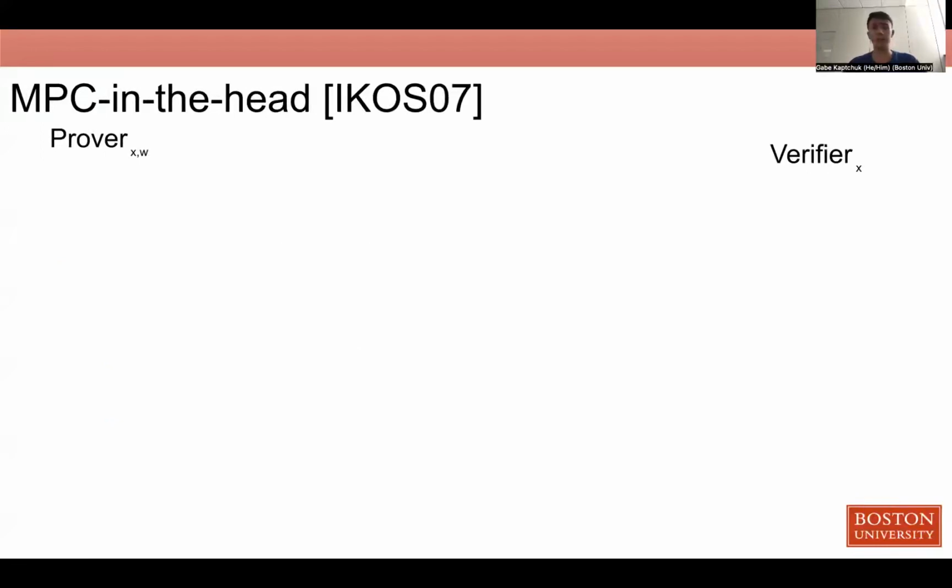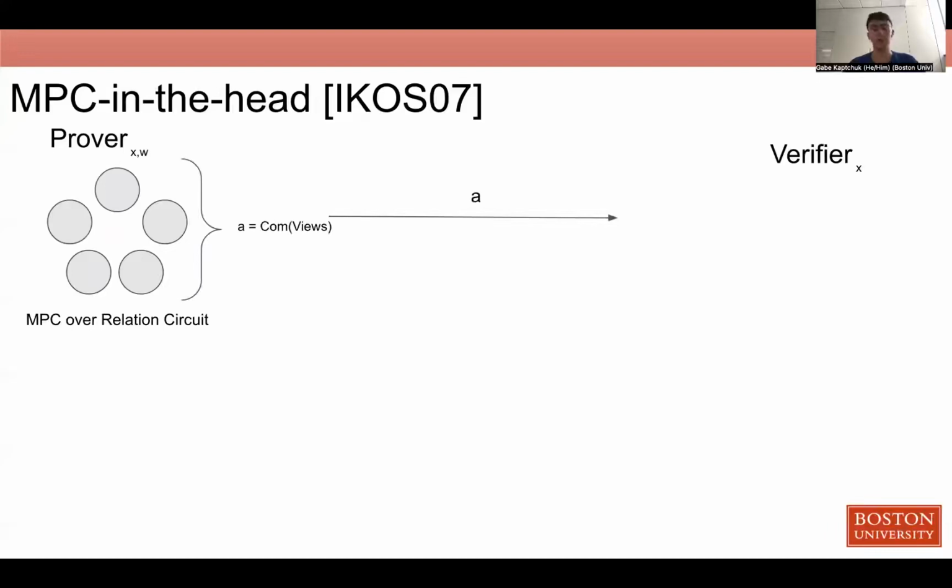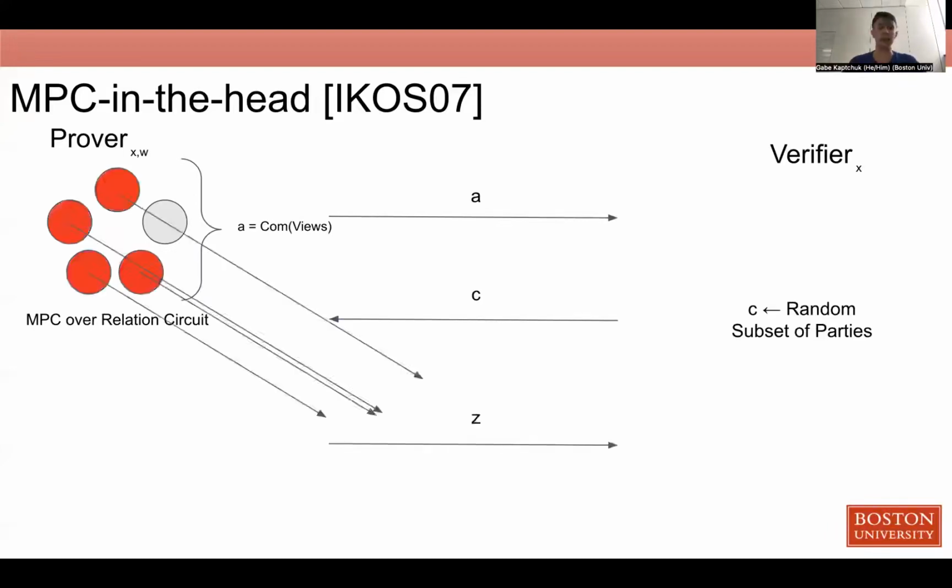So everybody's on the same page, we'll quickly review the IKOS framework for MPC in the head. This is a family of zero knowledge protocols that work vaguely like this. So a prover will start by emulating an MPC. The function that is being computed inside of the MPC is the relation circuit for the relevant language. The prover will then commit to each of the emulated parties' views and send the commitment to the verifier. The verifier will then challenge a subset of the parties, and the prover will open those subset and send them to the verifier. In order to be convinced that the parties acted honestly, the verifier is going to check for consistency among the parties' views. So if a message was sent from one party to another, the verifier will check that that message is represented honestly in both commitments.